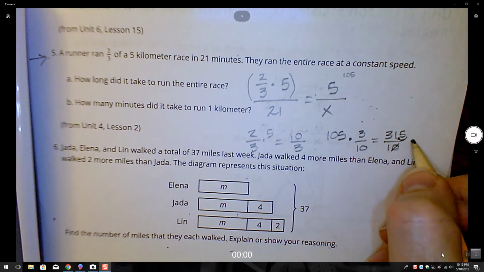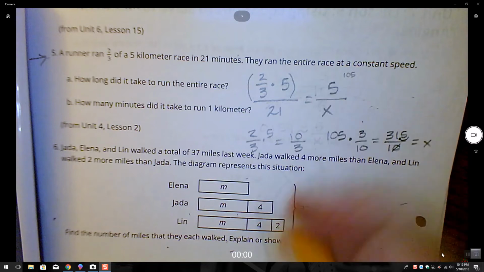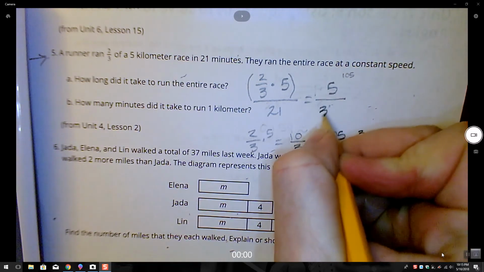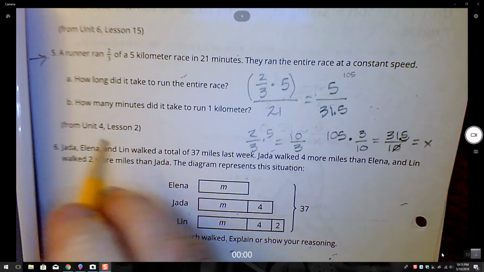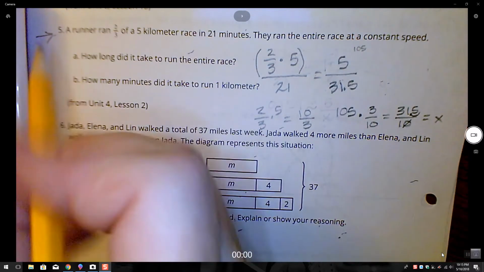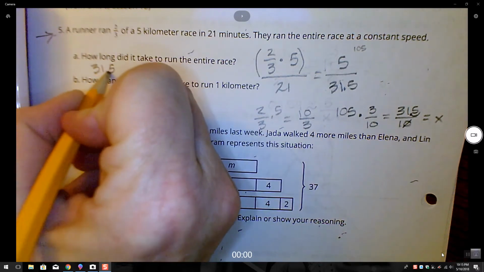So basically what we know is that we can run 5 kilometers in 31.5 minutes. All right, so the next question is, I should write the answer down. It took 31.5 minutes to run the entire race.